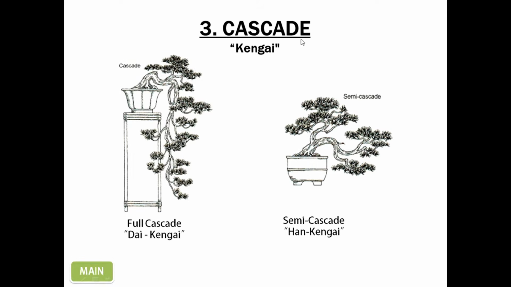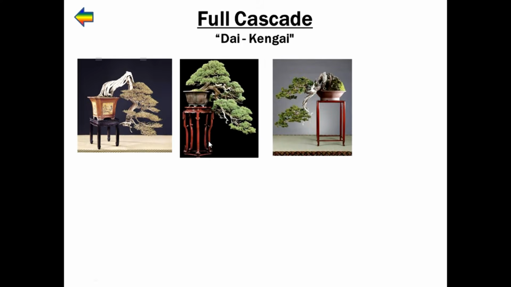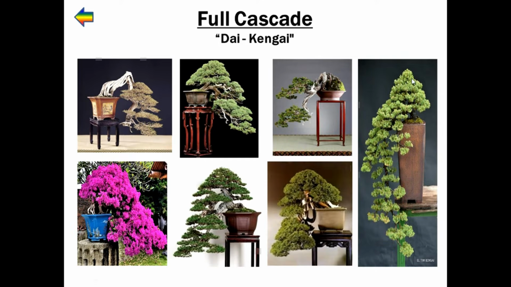Cascade, or kengai. Dai kengai. Modeled after trees that grow from banks over water or down the side of a mountain. The apex of a full cascade style falls below the base of the pot. To give scope for the cascade shape, this style often appears in a tall, slender container not used elsewhere in bonsai.